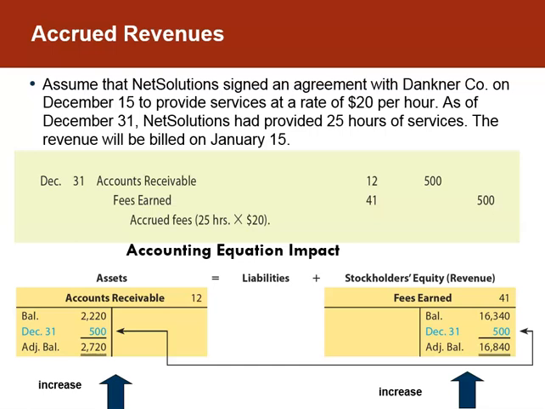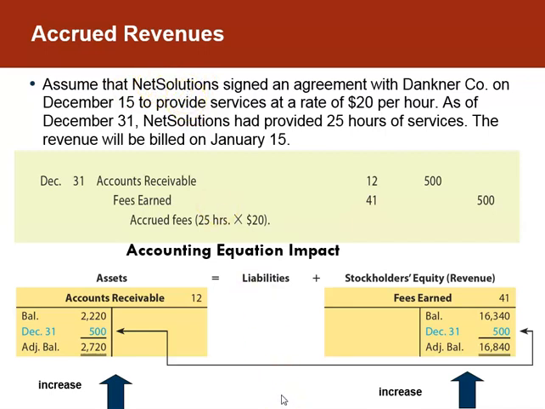Finally, some actual examples. We've looked at a couple of generic examples of deferrals that are going to require adjusting entries and accruals that are going to require adjusting entries. So now what we're going to look at are some actual business transactions for the company that we've been studying, Net Solutions.